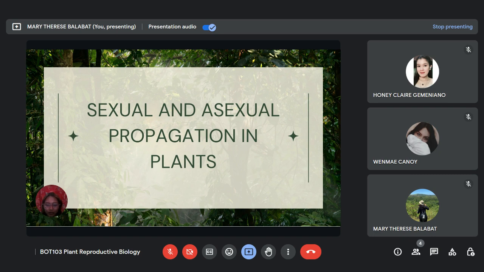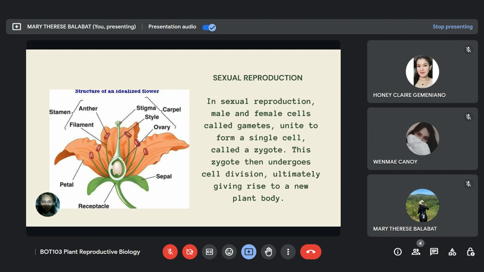Now we will talk about the sexual and asexual propagation in plants. In sexual reproduction, male and female cells or gametes unite to form a single cell, called a zygote. This zygote then undergoes cell division, ultimately giving rise to a new plant body.